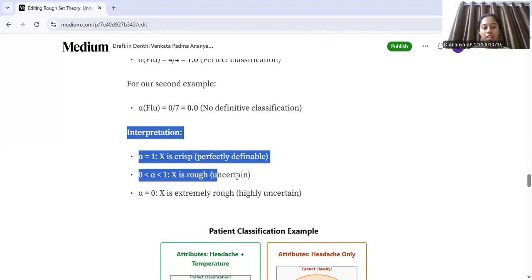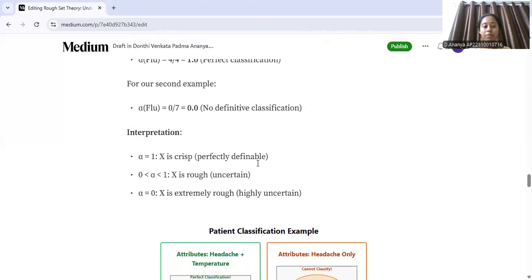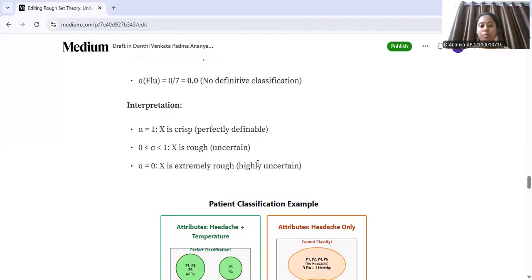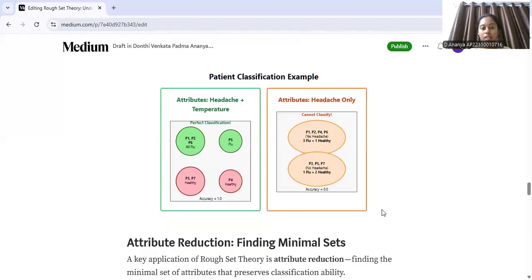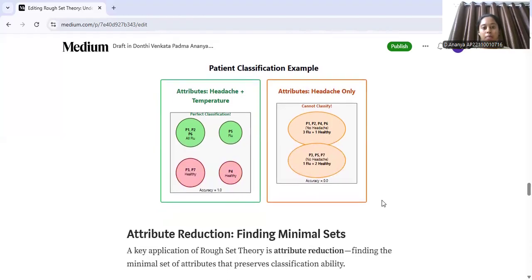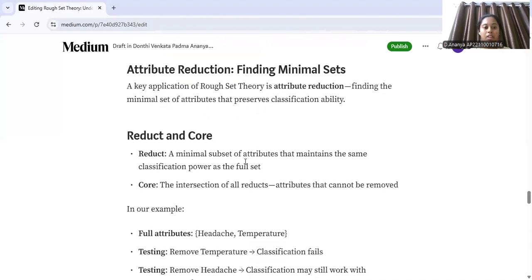Here is the main thing, interpretation. If alpha is equal to 1, X is crisp, perfectly definable. If it is between 0 and 1, X is rough, uncertain. And if alpha is equal to 0, then X is extremely rough, with high uncertainty. This is shown in the graph for the patient classification example.